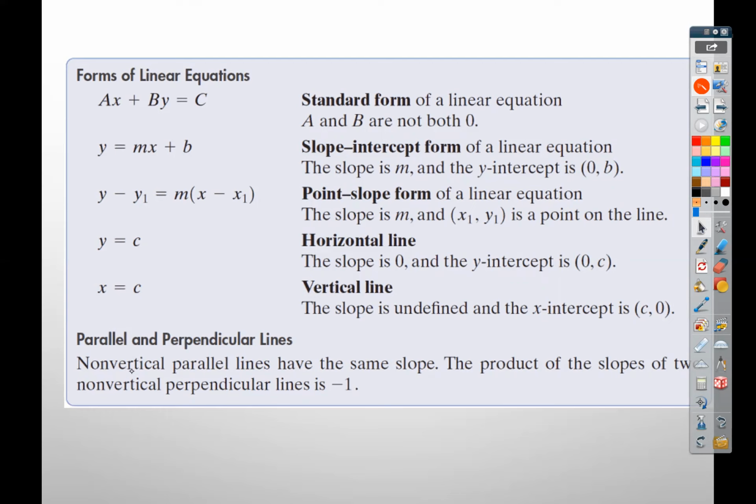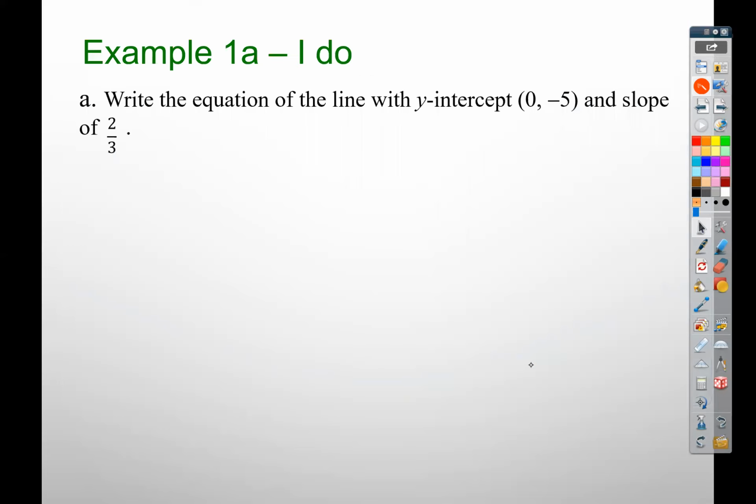Point-slope form is a new one, so you need to pause this and write that down. It's y minus y1 equals m times x minus x1, where x1 and y1 are a point on the line. Then you know a horizontal line is just y equals a constant, and the vertical line is x equals a constant. So parallel and perpendicular lines: parallel lines have the same slope, different y-intercept. Perpendicular slopes are opposite reciprocals.